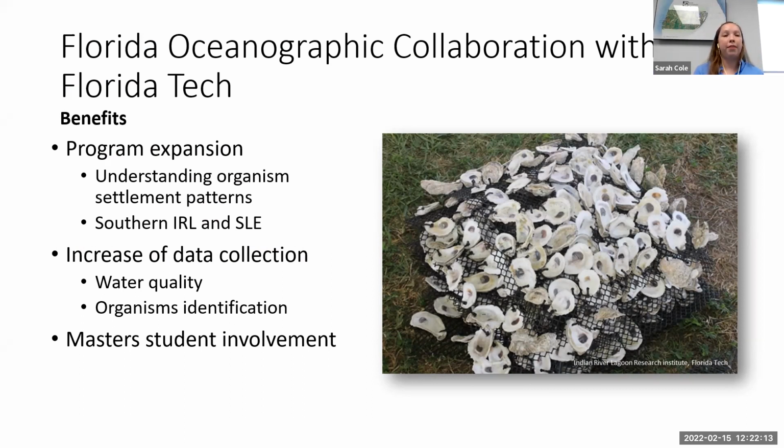So with this project, we'll have an increase in data collection. So looking at water quality, not only in the Northern IRL, but also the Southern IRL, as well as different organism identification. So we do have different potential organisms down here. In the Southern IRL, we have a more subtropical climate, while in the Northern, they have a more temperate. So hopefully seeing different organisms, as well as potential master's student involvement, involving new scientists, creating more people, and just doing more research involved with this.